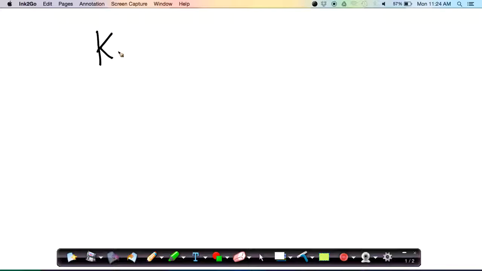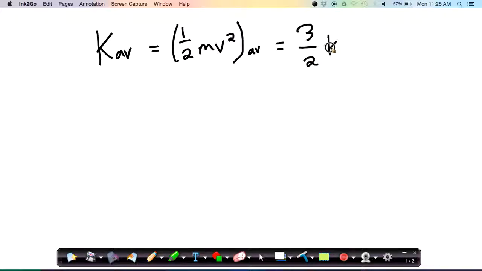Specifically, the average kinetic energy of the molecules in a sample of gas, which would be equal to the average of 1/2 mv squared for the molecules in that sample of gas, is equal to 3/2 times the Boltzmann constant times the Kelvin temperature of that gas. So this is a relationship that can be derived from the principles of kinetic theory.